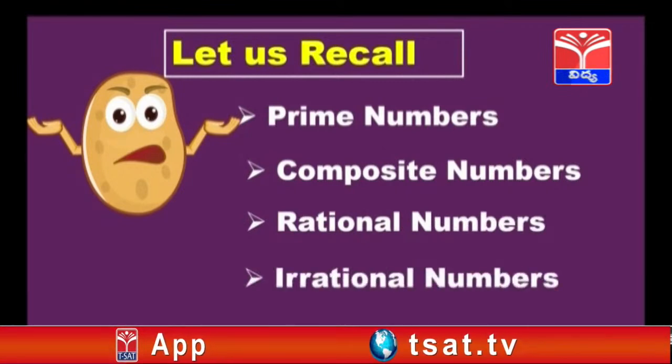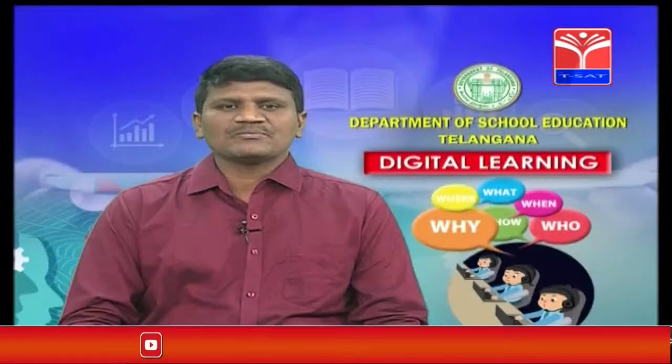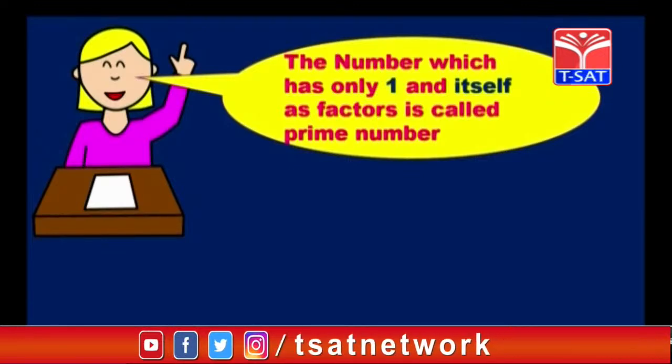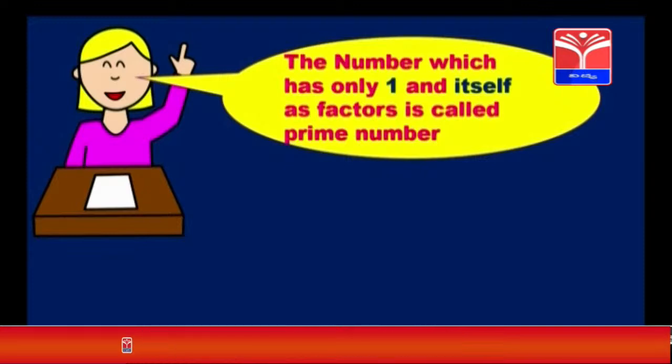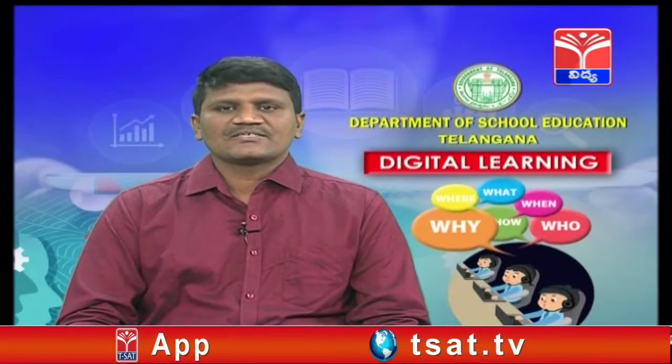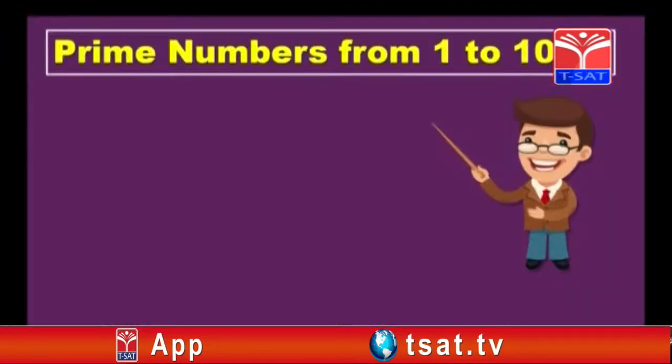Among these numbers, first let us see what prime numbers are. Students, what is a prime number? Yes, the number which has only 1 and itself as factors is called a prime number. You are right. Now let us see the prime numbers between 1 and 100.